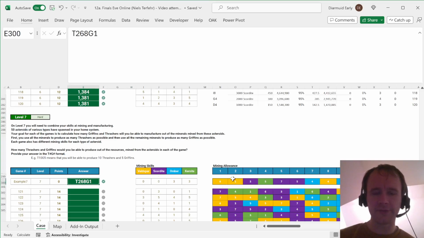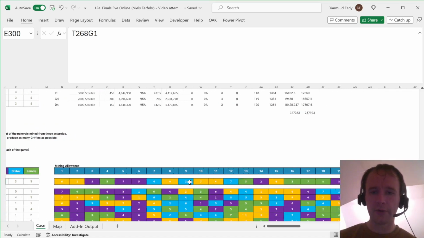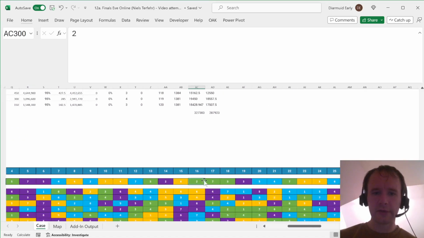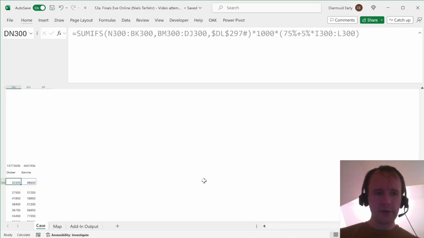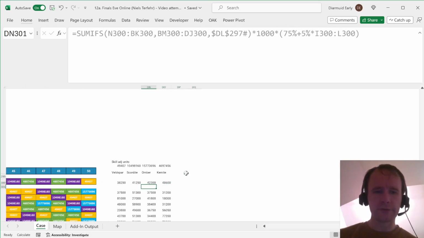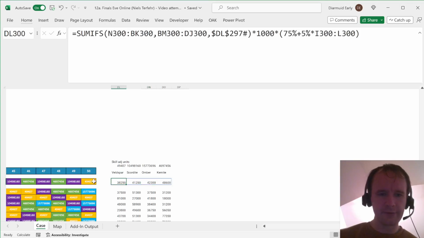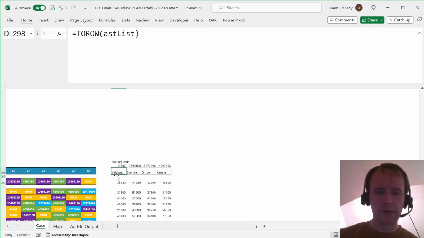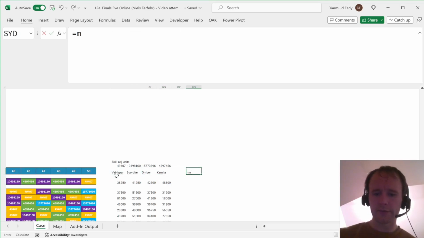So in other words, out of these 50 asteroids, we should be able to make 268 thrashers and then not be able to make any more, and then have enough left over to make 1 griffin and not be able to make any more. So let's come over here. So first of all, we want to convert this. If we have 38,000 units of Veldspar, what does that translate to in terms of the minerals?